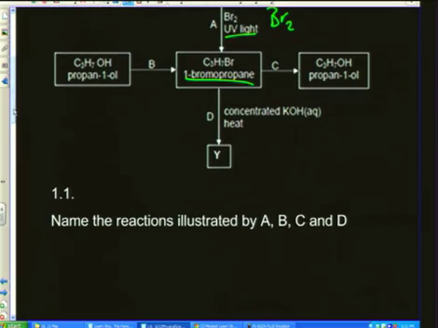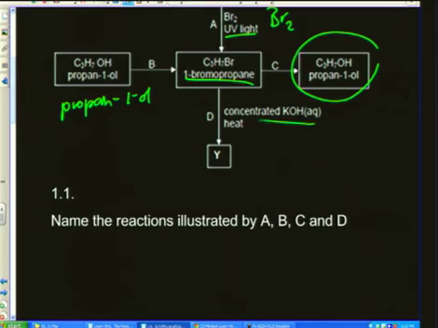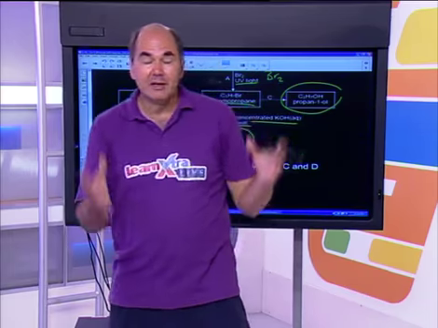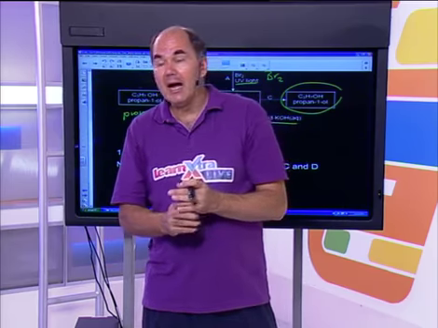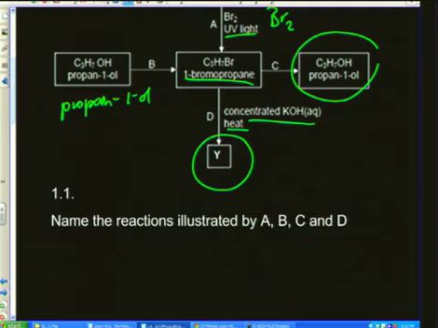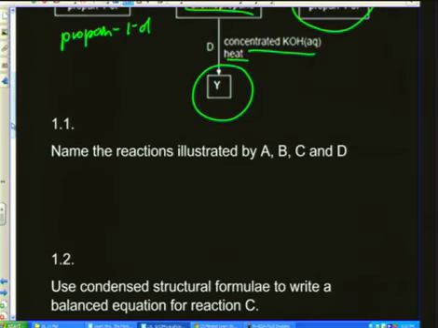Then we've got propan-1-ol, and it forms 1-bromopropane. We've got propan-1-ol over here, and we've got concentrated potassium hydroxide and heat, and we make Y. Now, the alarm bells should be ringing. You should be remembering exactly what we've done, because we've mentioned all of these reactions in our little summary. So let's make sure that we can name the reactions illustrated by A, B, C, and D.